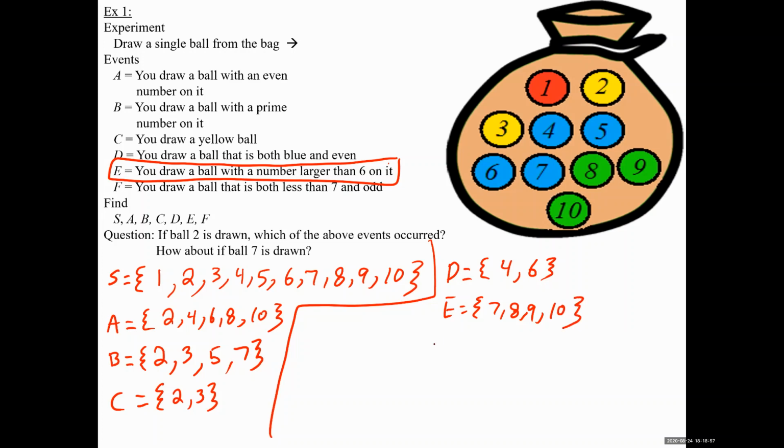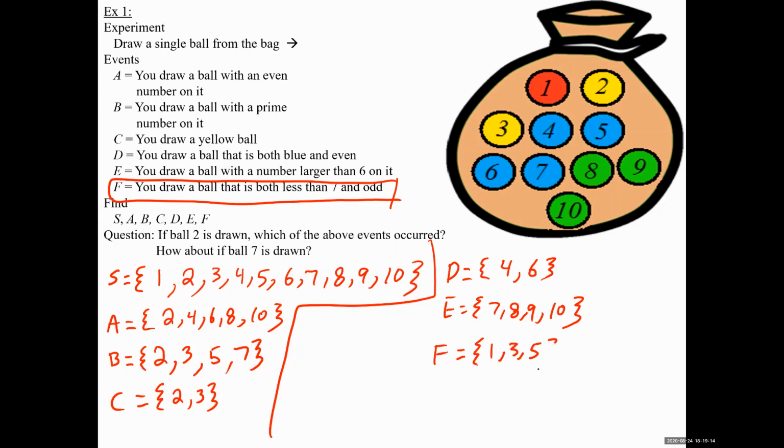Okay, and then part F, or event F. Let's see, here's F. You draw a ball that is less than 7. So it has a number on it less than 7, and it's also odd. What goes in there? 1, 3, 5. Sometimes a student will say 7. I'm glad you guys didn't say 7, but it has to be less than 7. So 7 doesn't count. All right, so those are events.